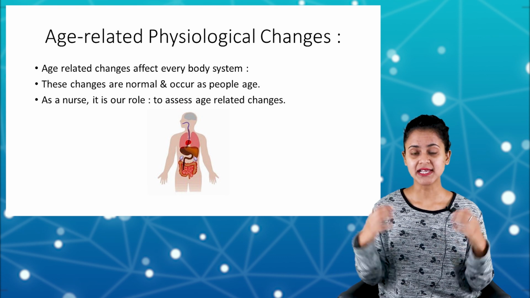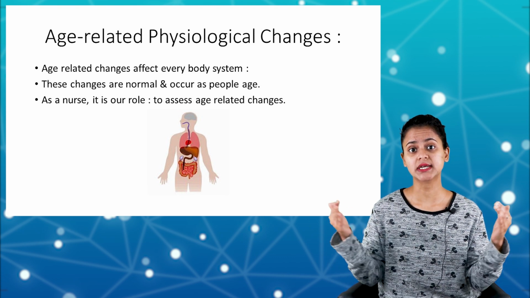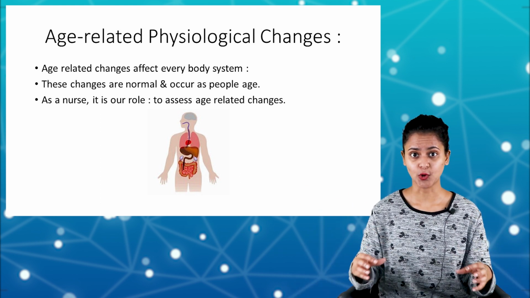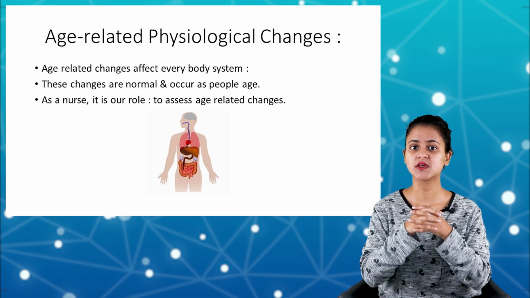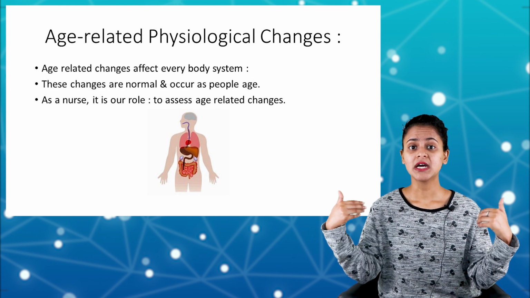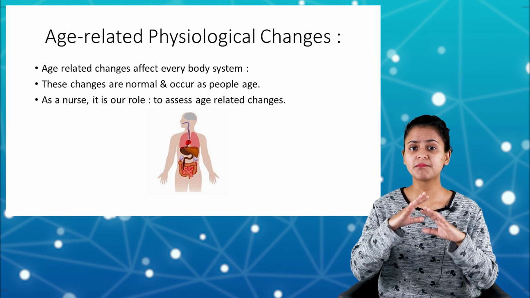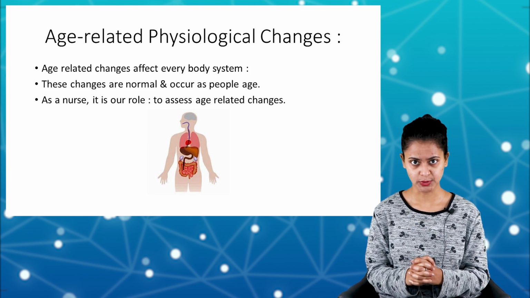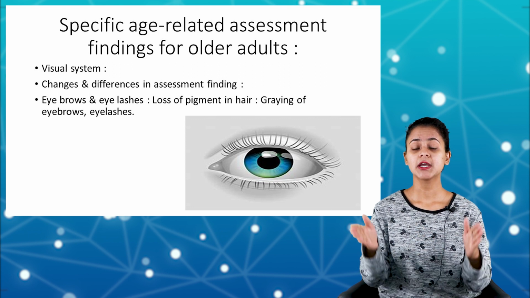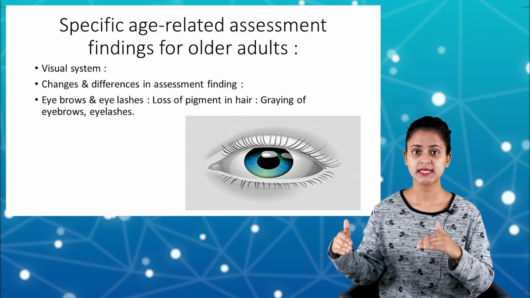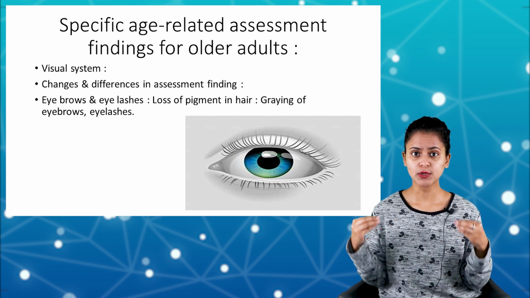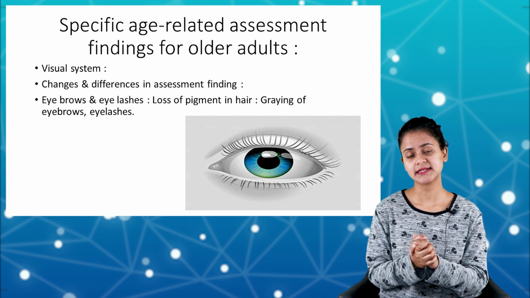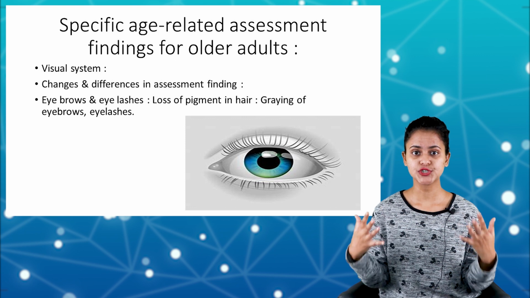That is how, as medical professionals, we will be able to recognize early if an old age client is developing a certain disease process. So let us study the result of assessment and the basics of the physiological changes that are commonly found among the old age population. Here we are going to discuss specific age related systemic changes which are found on physical assessment. First, let us start with the visual system.